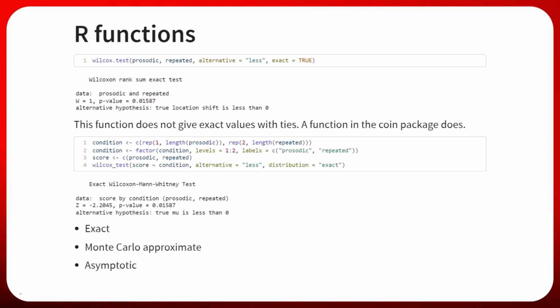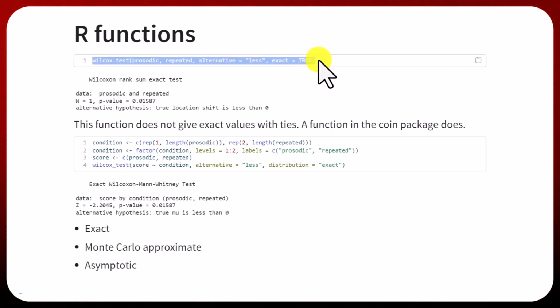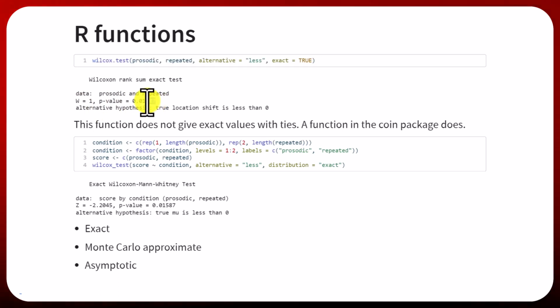Here are some R functions. There is a function called Wilcox.test, and that is built into base R. So the Wilcox.test is done like this. We enter in the two groups, prosodic and repeated reading, set the alternative hypothesis, and ask for an exact test. The problem is that we will not get exact values with ties. Here we did get the exact value of 0.016 because we did not have ties.